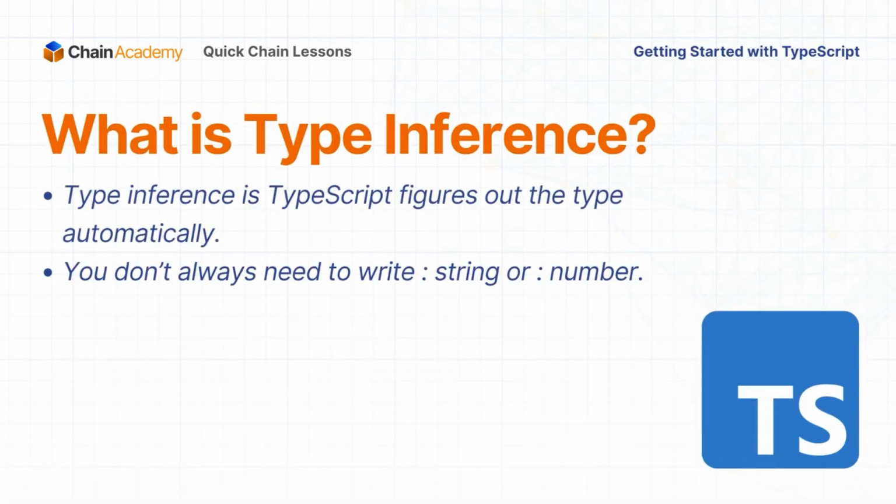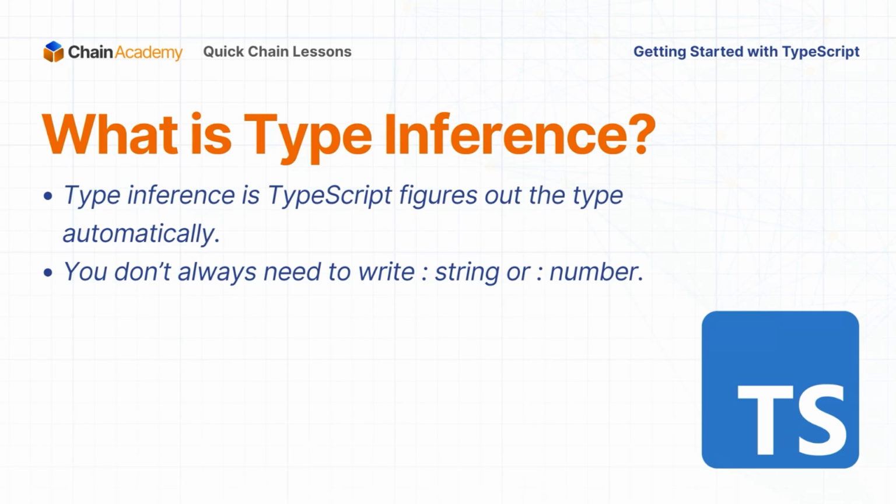So far, we have seen how to explicitly tell TypeScript what type something should have using type annotations. But what if I told you that most of the time, TypeScript can figure it out on its own? That is called type inference. It means TypeScript looks at the value you assign and automatically determines its type. You don't always have to write string or number. TypeScript is smart enough to infer it.